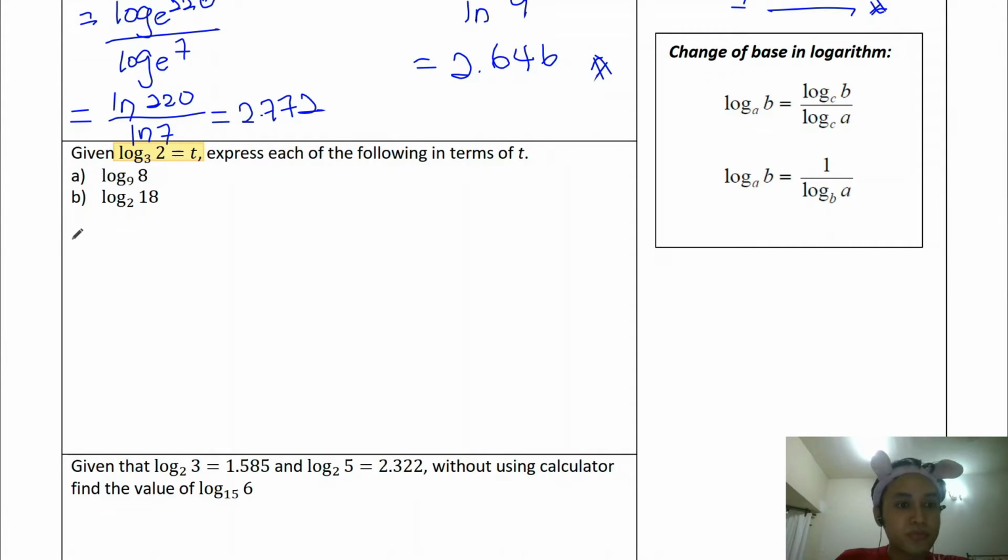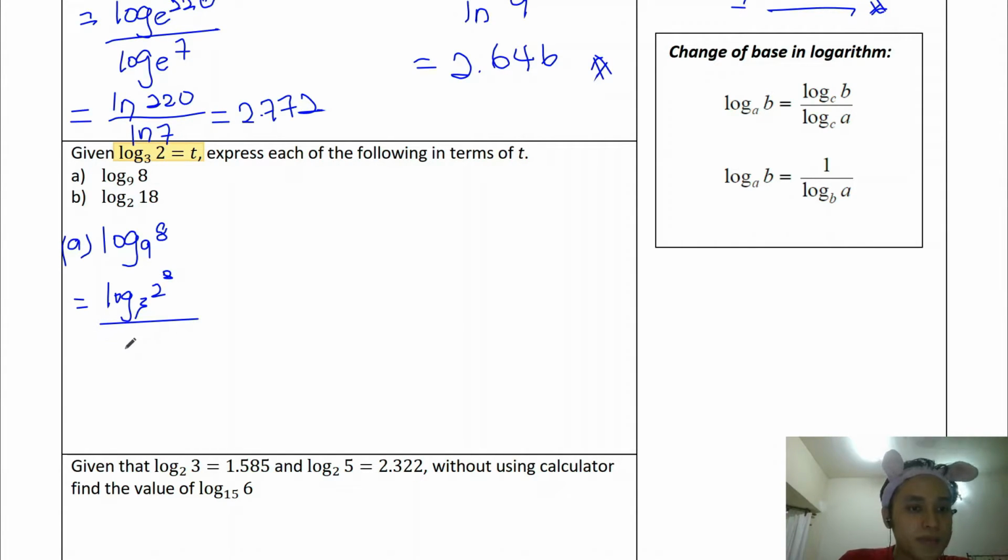Easy, right? So a, log_9 8, because this is a different base number. When it's a different base number, you have to change it. So I change log_9 8 into log_3, since they already told me it's log_3 2. So I change it to log_3 8, where 8 is 2 to the power of 3, divided by log_3 9, right? 9 is 3 to the power of 2.